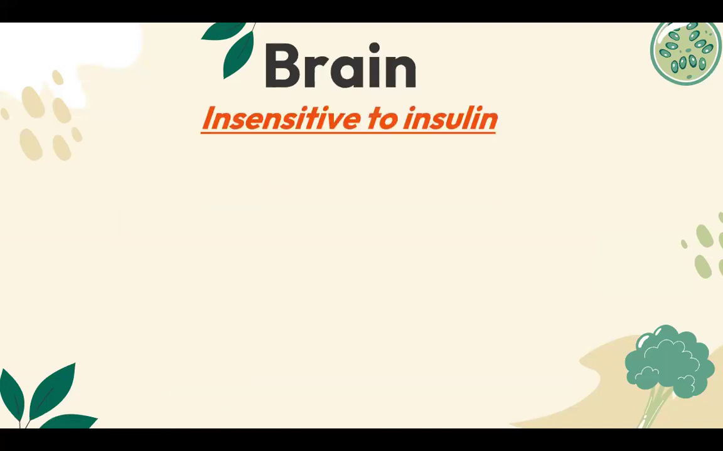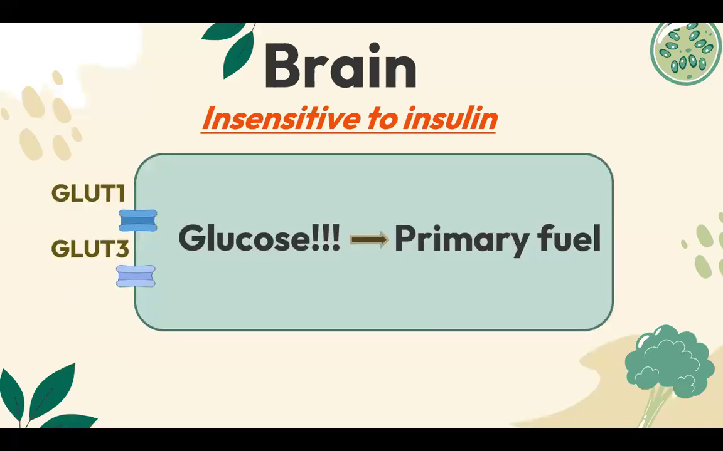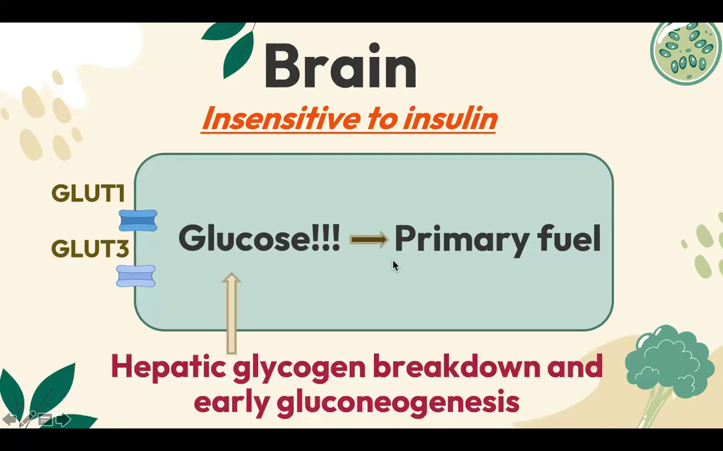In this stage, glucose remains the primary fuel for the brain. However, like I said for RBCs, where this glucose comes from is different. Before, the glucose came from the diet. But here we get the glucose from glycogen breakdown and from making it through gluconeogenesis. That's the only difference.